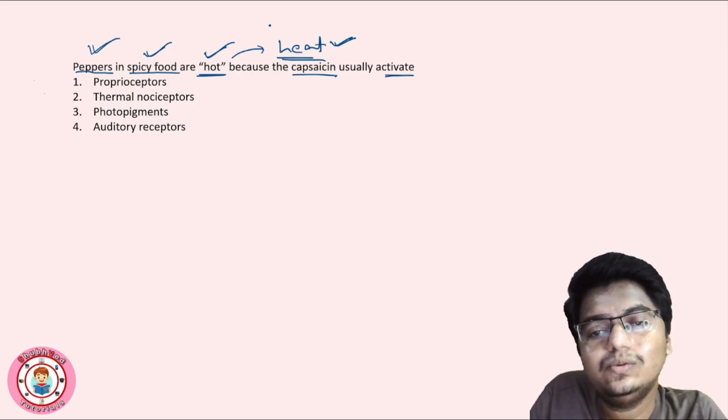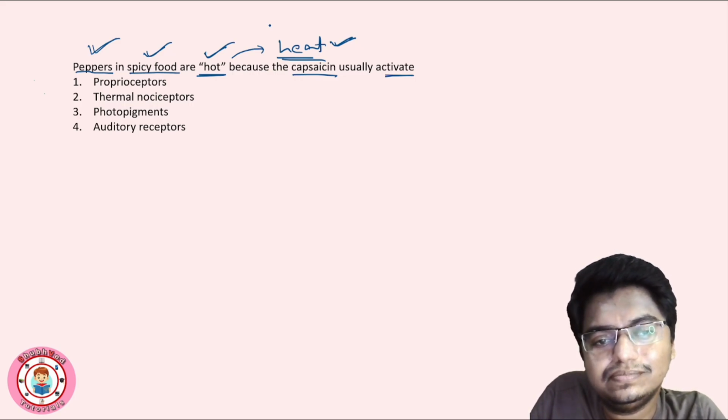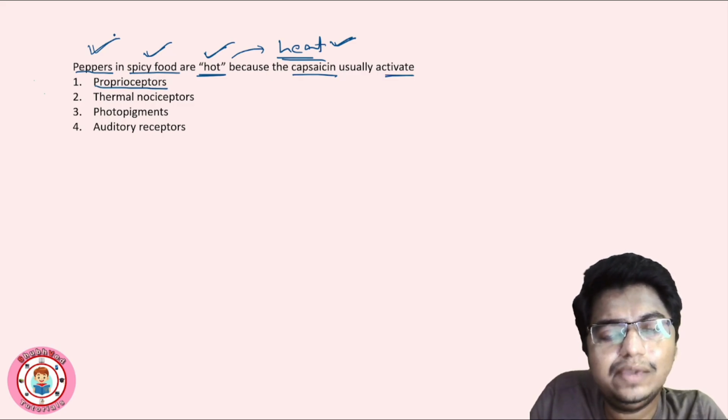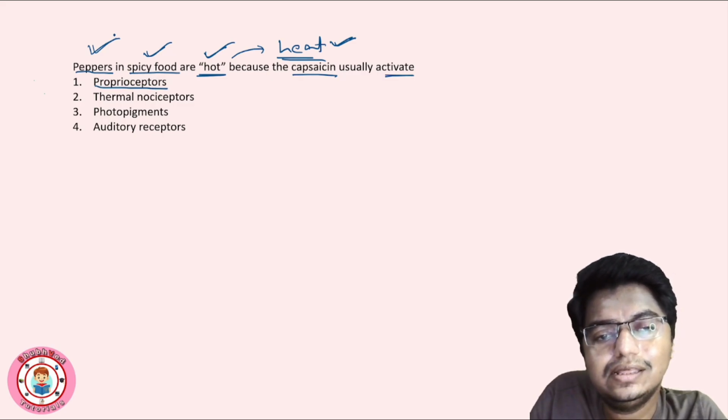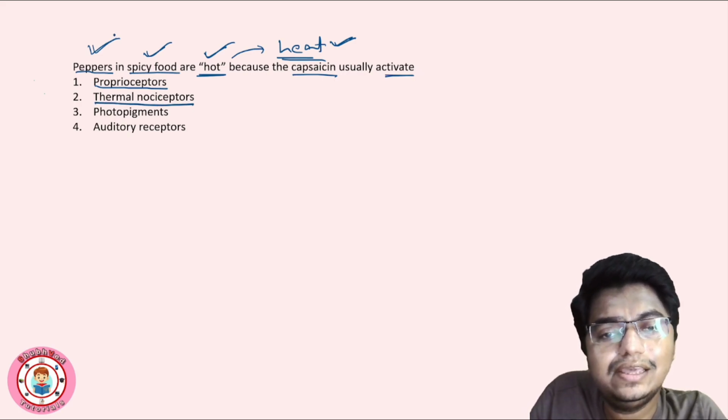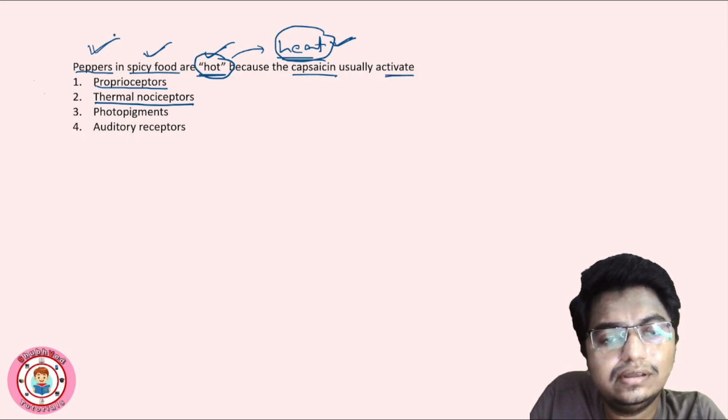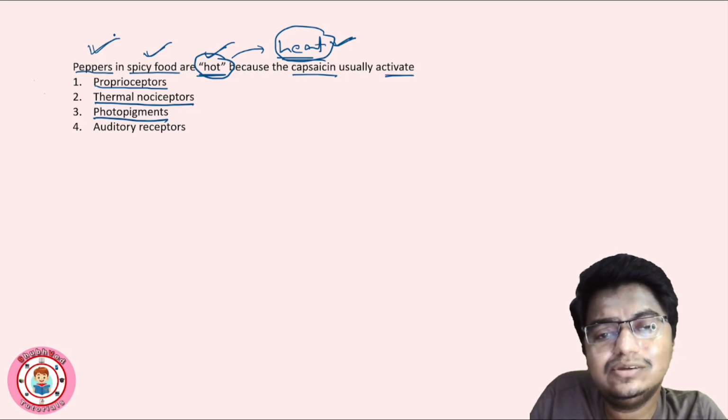So which of the receptors are activated? Very easy. Proprioceptors we will keep on hold because we don't know yet. Thermal receptors could be. Thermal nociceptor. Why? Because it's related to heat, right? Hot. Thermal receptors can be the answer. Next, photopigments. How can photopigment be the answer? Because photo is light, right? Light sensing. So this is wrong.